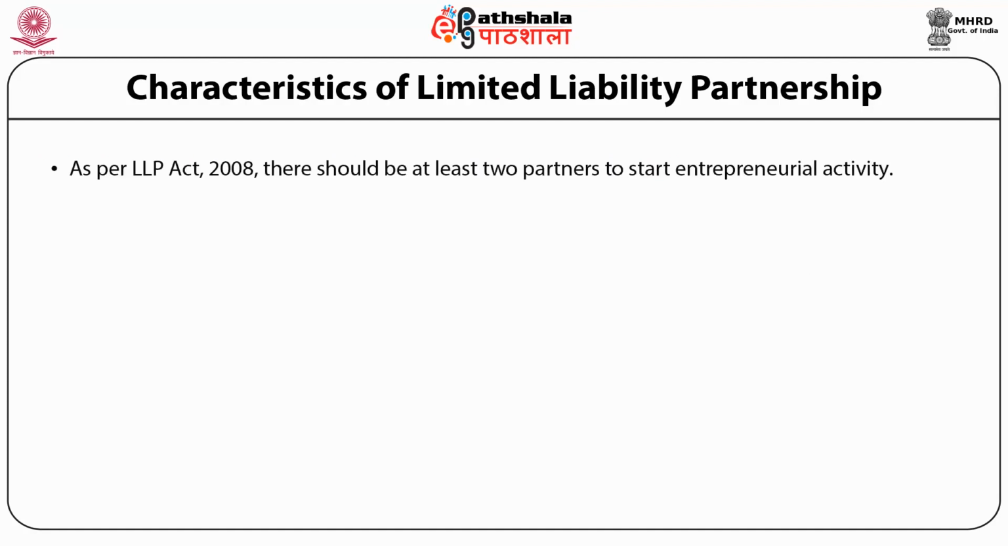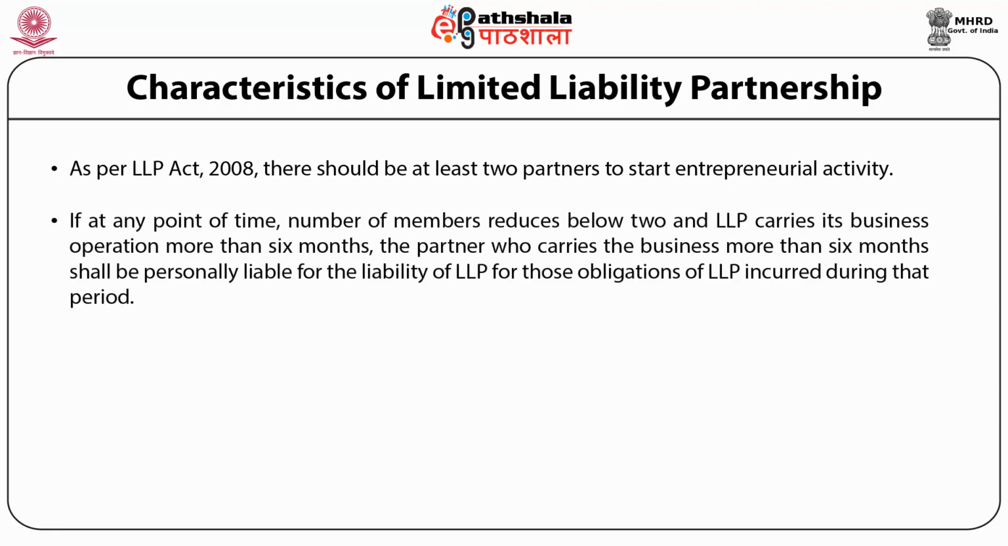As per the LLP Act 2008, there should be at least two partners to start entrepreneurial activity. There is no maximum limit on the number of partners. If at any point of time the number of members reduces below 2 and LLP carries on its business operations for more than 6 months, the partner who carries on the business for more than 6 months shall be personally liable for the liability of LLP for those obligations of LLP incurred during that period.